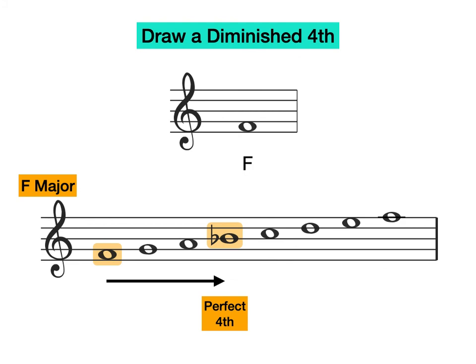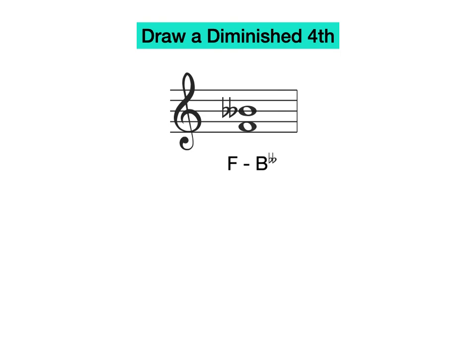That's correct. We need to bring our B flat down by 1 semitone. What is 1 semitone lower than B flat? That's right, it's a B double flat. So there you have it. We have a diminished fourth. F to B double flat.